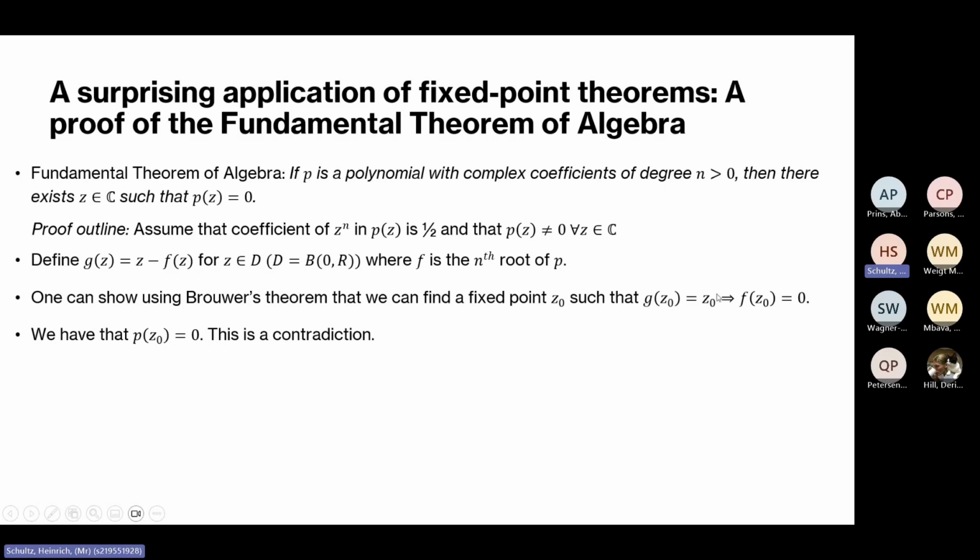And therefore f of z0 is equal to 0. From that, we have that P of z0 is equal to 0, and this is a contradiction. It contradicts our initial assumption, and therefore there must exist a complex element such that P of z is equal to 0.